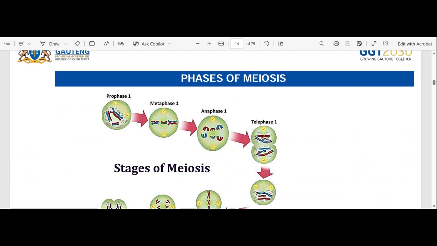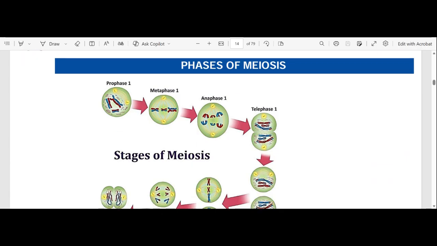Phases of meiosis. Let's start with an acronym I always use: IPMAT or PMAT. You start with P because we've already passed interphase. So the first phase is prophase one, and remember, you use one or two when it comes to meiosis. You don't just say prophase like in mitosis.